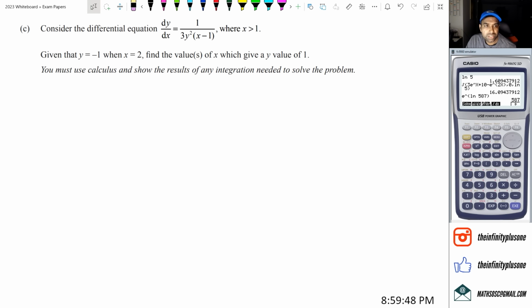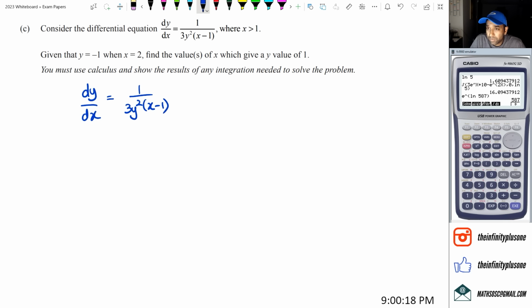Okay, so question C, what we've got is consider a differential equation, given that y equals something. When it comes to differential equations, all we really have to do is bring all the y's to one side, bring all the x's to the other side, and we integrate. So we've got dy/dx is equal to 1 over 3y squared (x minus 1).